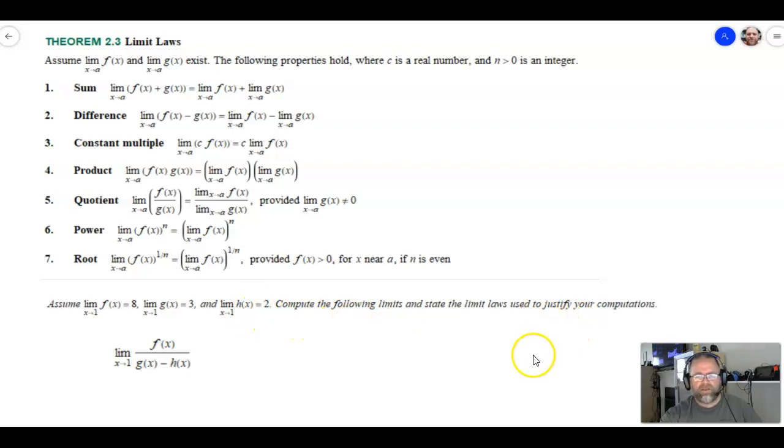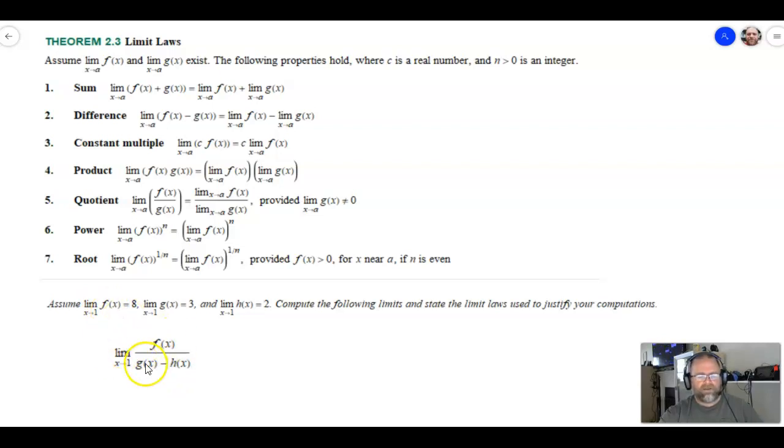It says compute the following limits and state the limit laws used to justify your computations. All right, so we have the limit as x approaches 1 of f of x divided by g of x minus h of x. Now, I can't just replace the f of x, the g of x, and the h of x with values because I don't know what they actually are according to what's given. This is not the value defined at a certain x value. This is the limit, and those two things are different.